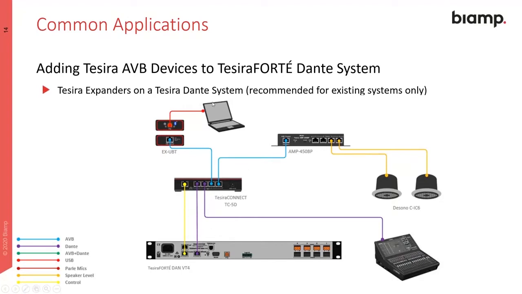But remember, once you need to integrate AVB devices into your Dante system, in this case you have to split out the blocks of the Dante application and sync it in the Dante controller, because basically the TesiraCONNECT will change the AVB into a Dante flow. Then this Dante flow will be received by the Tesira 40 DAN. We will see this in a live example as well.